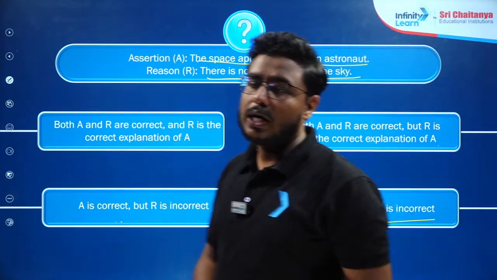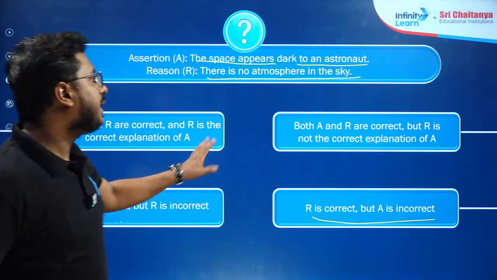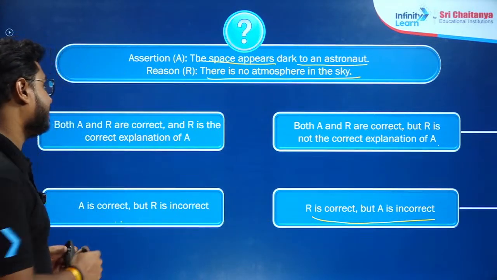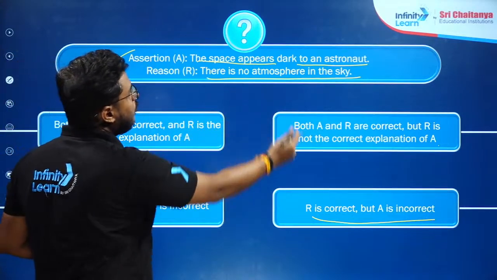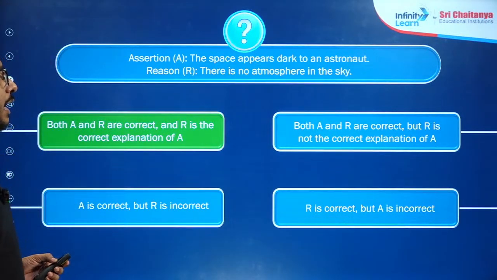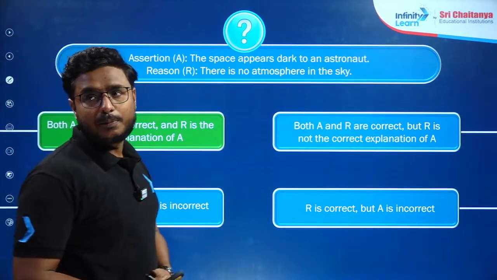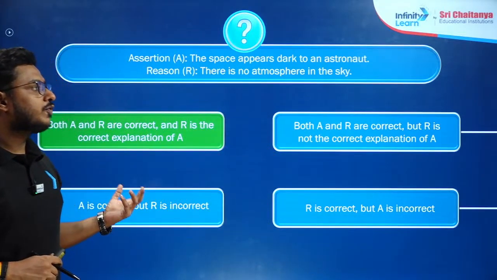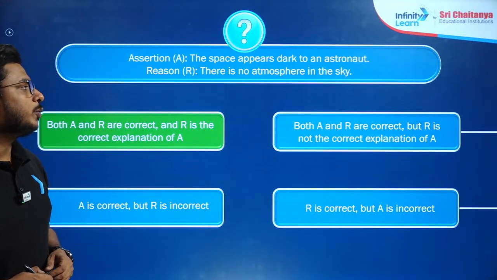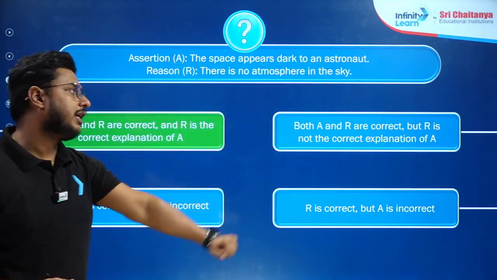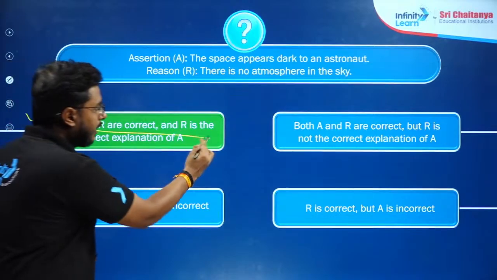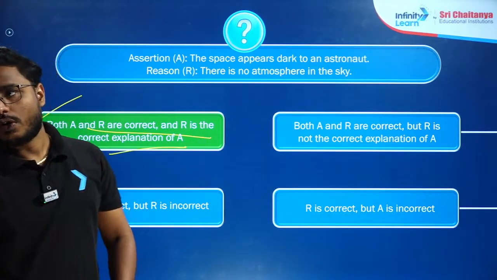The time is about to be up. And if I'm talking about the right answer for this question, the space appears dark to an astronaut. Yes, there is no atmosphere in the sky. The astronaut is definitely in outer space. For them, if there is no atmosphere, there will be no scattering, and the sky looks black or dark in color because there is no atmosphere in the sky. So both assertion and reason are correct, and reason is the correct explanation of assertion.